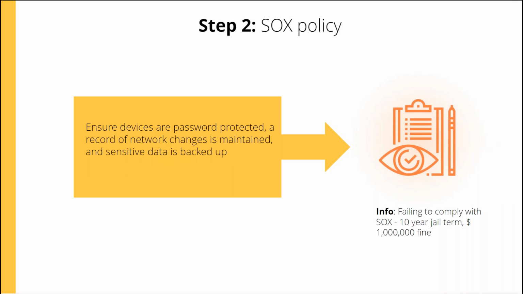Next is the SOX policy. This is very important nowadays because a company can be fined and can have to serve in jail as well in case they are failing to comply with SOX policy. So we need to ensure devices are password protected, a record of network changes is maintained, and sensitive data is backed up. That is how we can comply with the SOX policy.